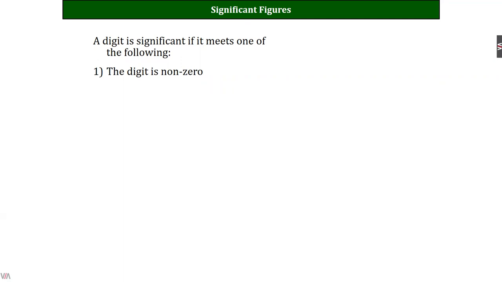Anytime a digit is non-zero, you basically had to have measured it, right? There's no way that you could write down a non-zero number that wasn't measured, right? So somebody had to look at a scale at some point to measure that non-zero number. And so we call that a significant figure because it was measured. So if we look at numbers, we say 5.13 centimeters.